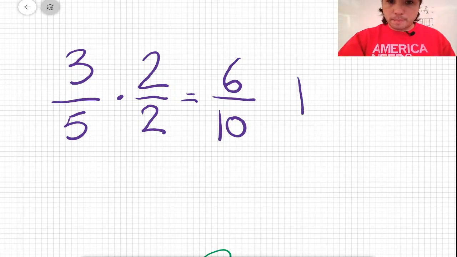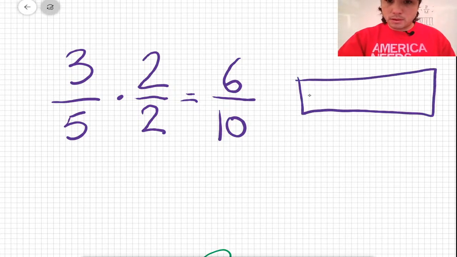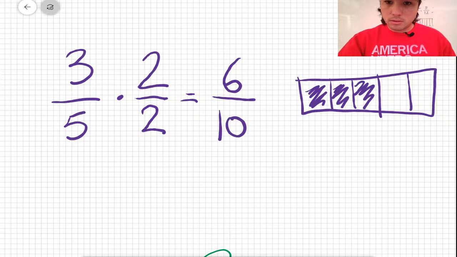And we can prove it. Let's prove it quickly. Let's make fifths. Color in 3. And then we're going to divide each of our fifths into 2 pieces.